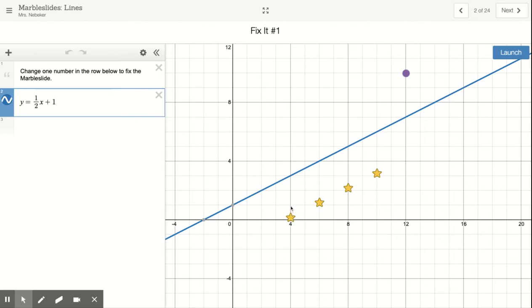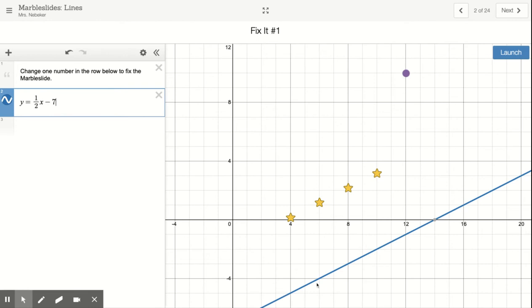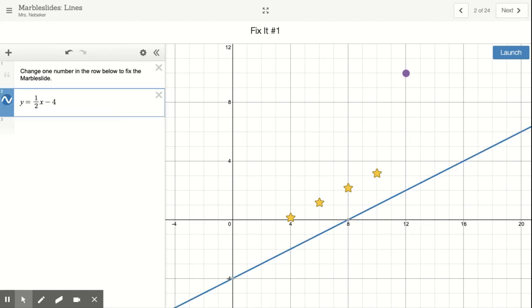So these stars still have a rise of 1 and a run of 2. If you notice, if I look at this star compared to this star over here, I rise 1 box and then run 2. So it looks like I have the correct slope, but my y-intercept is not quite there. So you can change this number to whatever you want and it will move the line for you. So if I put it at -7, it's all the way down here. And you should be able to move the graph. I guess you can't on this one. Okay, so let's try -4. So we're getting closer.